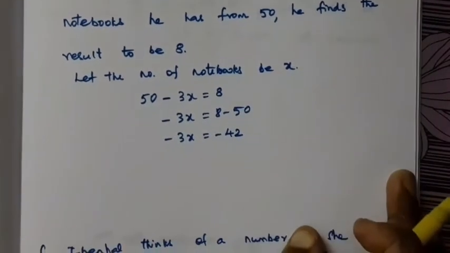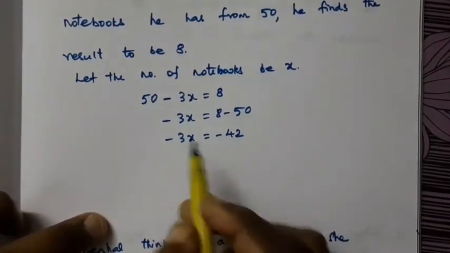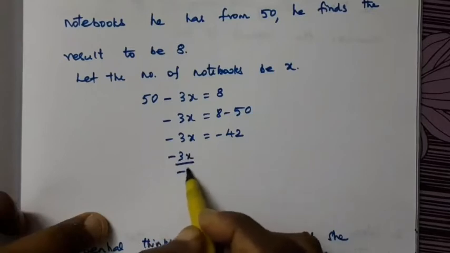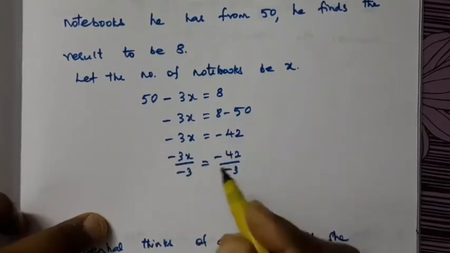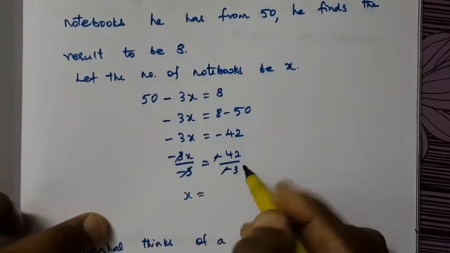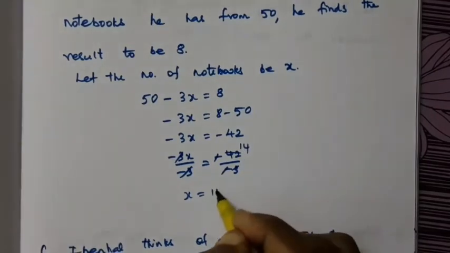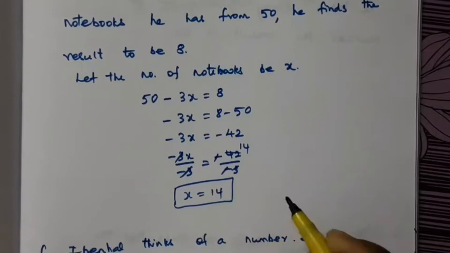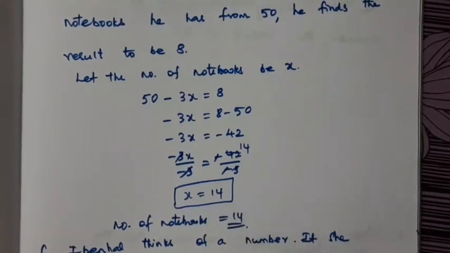Now what will happen? Now I am going to divide by minus 3 on both sides, which is minus 3x by minus 3 equals minus 42 divided by minus 3. So here this minus 3 will get cancelled, and the minus signs will get cancelled. So x equals 14. X is the number of notebooks. So he has 14 notebooks.